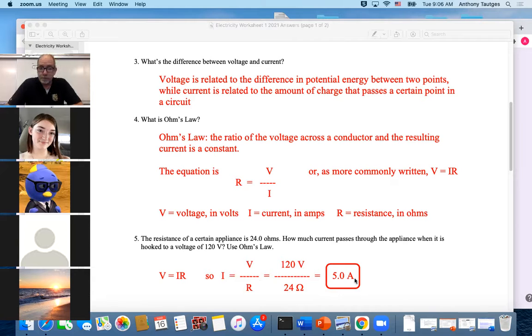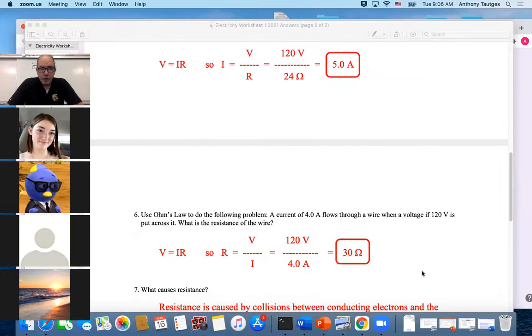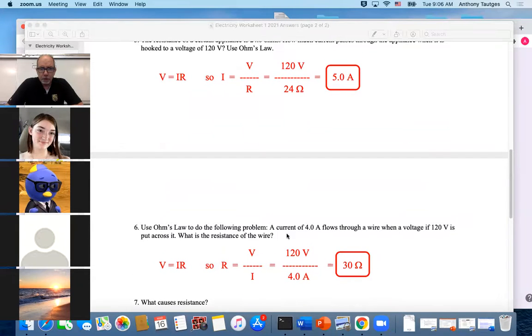5 amps. And number six, same kind of problem. A current of 4 amps flows through a wire when 120 volts is applied. What is the resistance of the wire? Solve for R. You get V over I. 120 over 4. 30 ohms. Any questions so far?